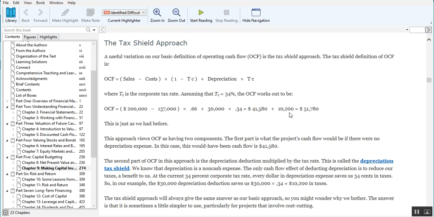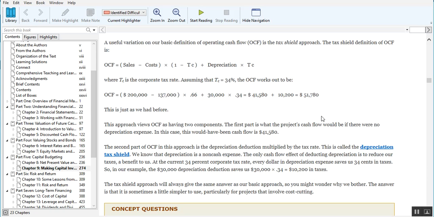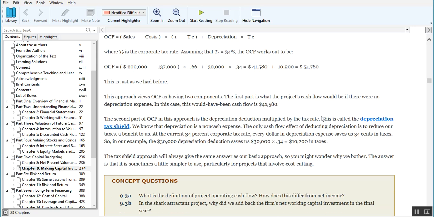And then we bring in this, which is actually $10,200. So when we take this amount, $200,000 minus 137 times 66%, we get $41,580. We add back $10,200 and we get $51,780. This is the same amount we calculated up above when we calculated the cash flow.